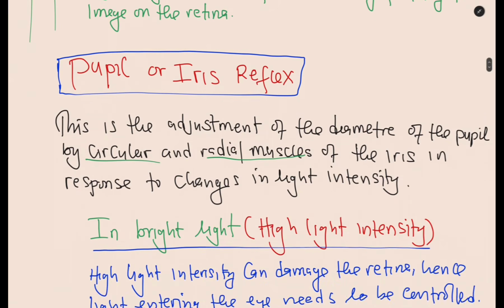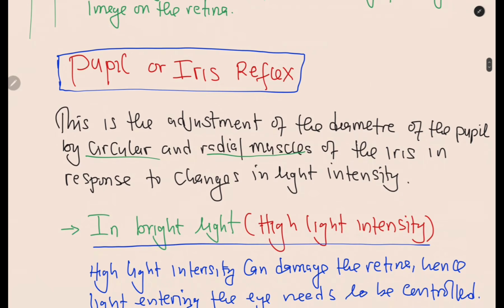Now let us look at what happens when there is bright light. When there's too much light, or high light intensity, the pupil reduces in size, and this is due to the work of the muscles, the radial and the circular muscles, and you need to know how they work. Why does it reduce in size? Because when much light enters the eye, it can damage the retina. So the eye needs to regulate the amount of light that enters it.